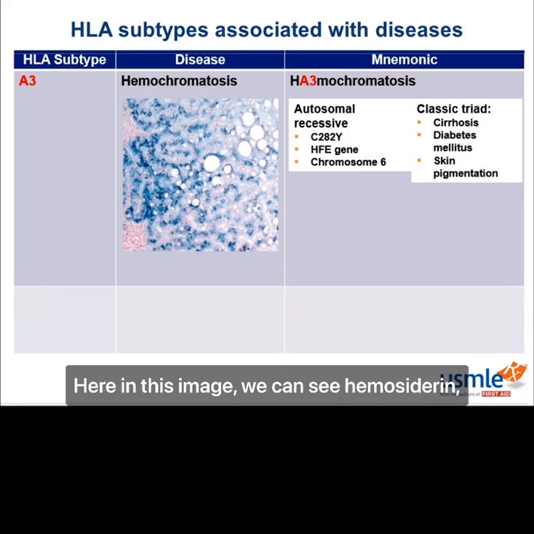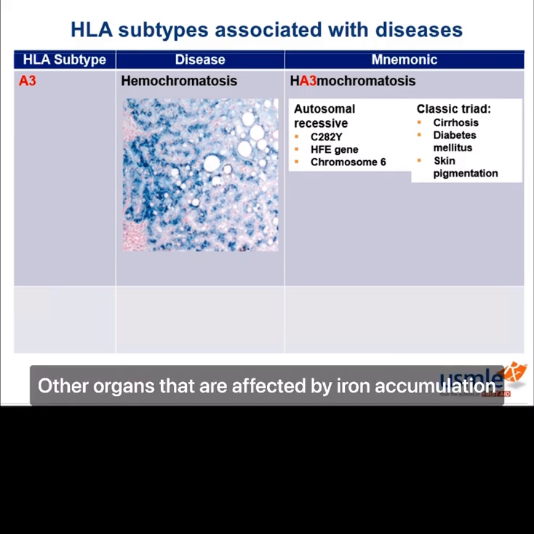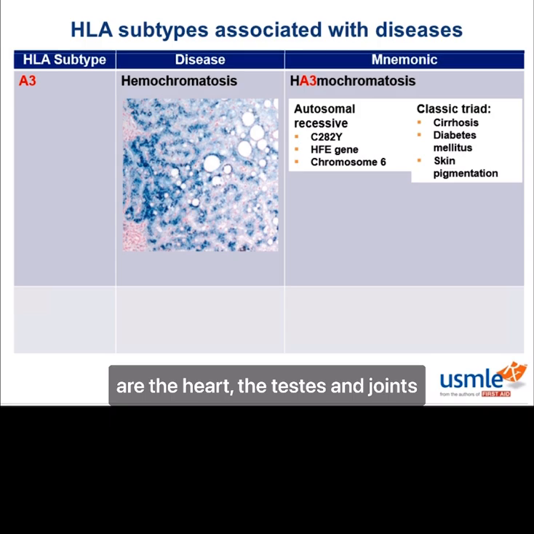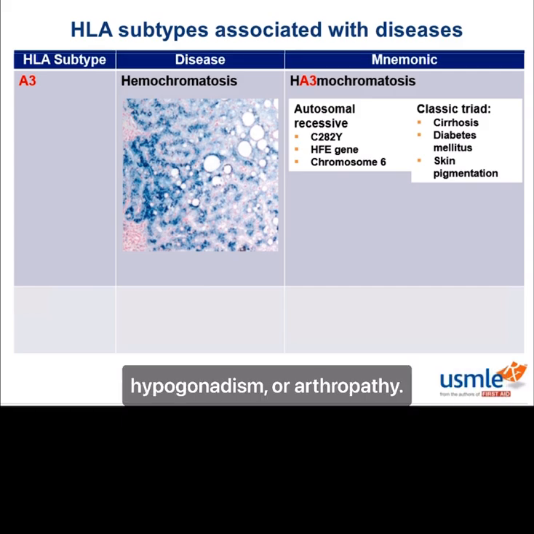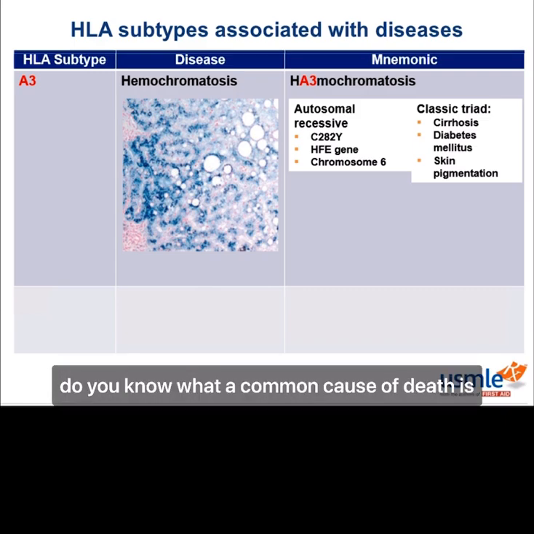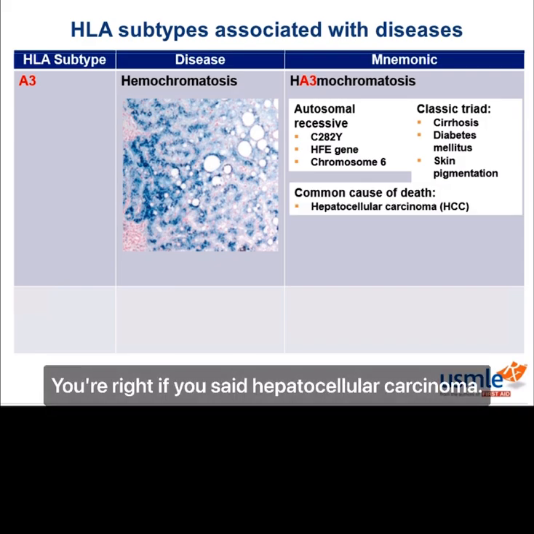Here in this image, we can see hemosiderin, or iron, on this liver biopsy, stained with what? That's right, it's Prussian blue. Other organs that are affected by iron accumulation are the heart, the testes, and joints, and can cause restrictive or dilated cardiomyopathy, hypogonadism, or arthropathy. With all this organ involvement, do you know what a common cause of death is for people with hemochromatosis? You're right if you said hepatocellular carcinoma.